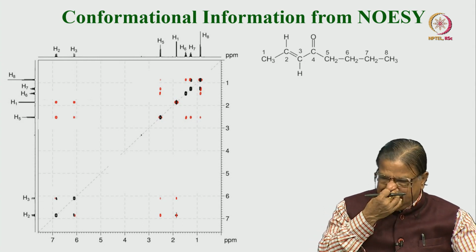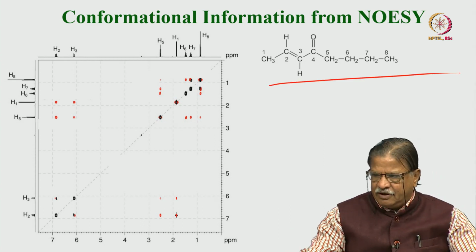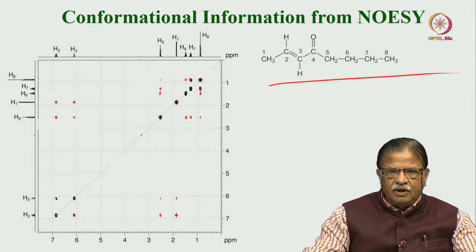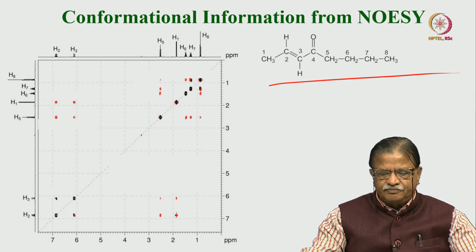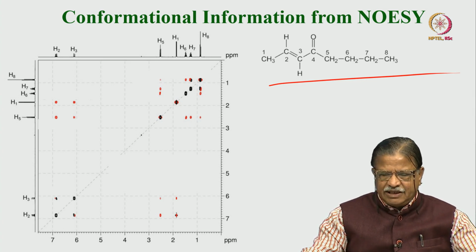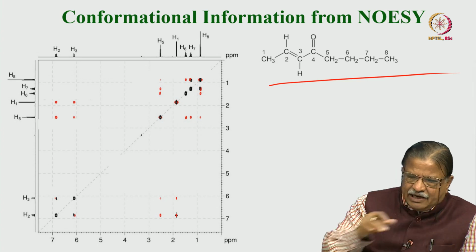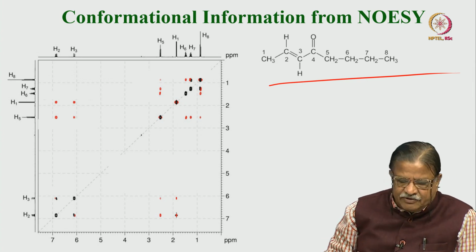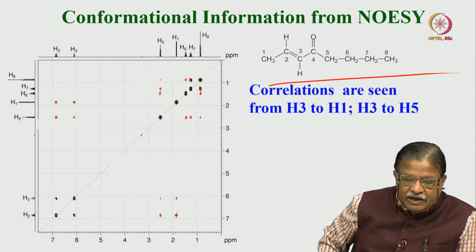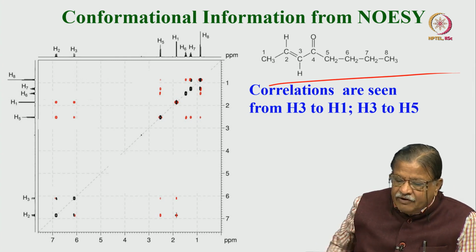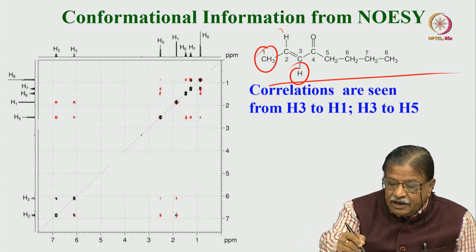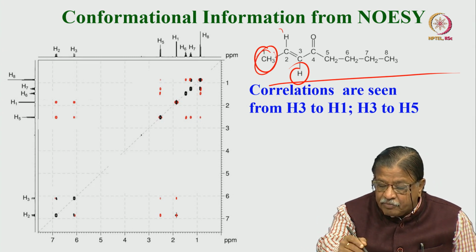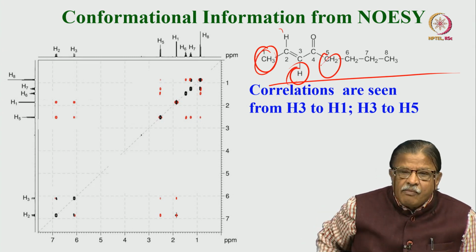My main idea is to get the conformational information for this molecule using NOESY. This is the NOESY spectrum of the same molecule. Of course, you will see that the peaks are not exactly identical to COSY, because there will be additional peaks coming because of the NOESY. Again, we can see there are correlations here from proton 3 to proton 1, and proton 3, where is proton 3? Proton 3 to proton 5 here.